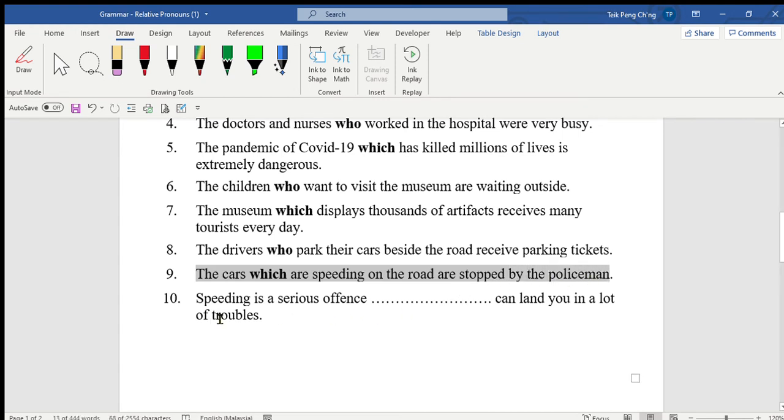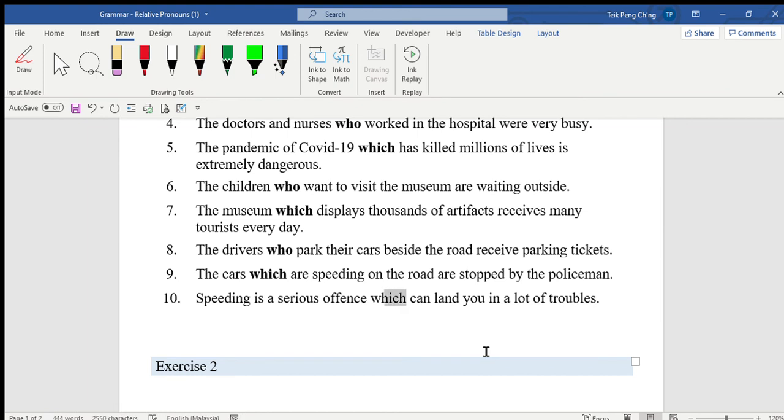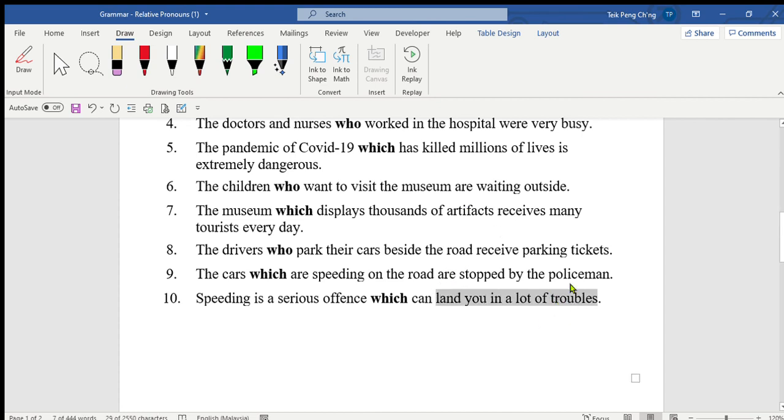Okay, the last one. Speeding is a serious offense. Offense maksudnya kesalahan. Okay, offense, kesalahan itu bukan manusia kan? It's a non-human. So we have to use which. Which can land you in a lot of troubles. Land you in a lot of troubles means mendatangkan banyak masalah. Okay, it's like cause you to have a lot of troubles.